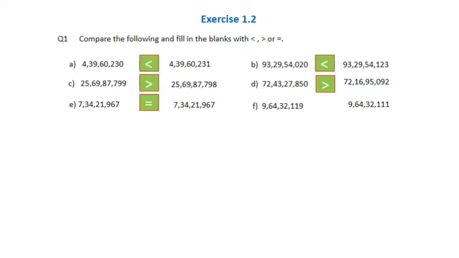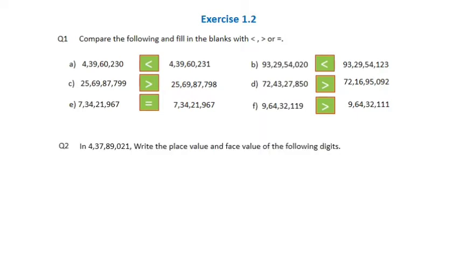Now let's come to the next one. Here 9 crores, 64 lakh, 32,119 and 9 crores, 64 lakh, 32,111. If you see here, 9 crores, 64 lakh, 32,000 is the same. This is 119 and 111. Here 11 and 19, so that means this is greater.